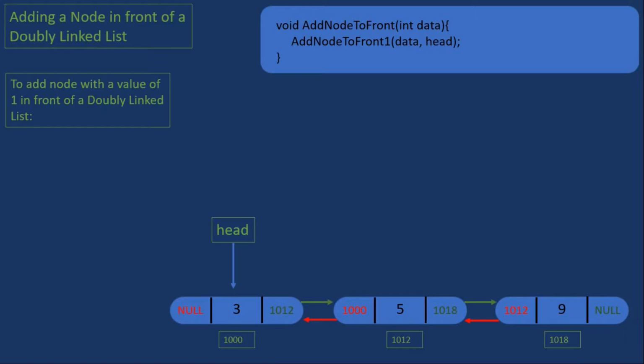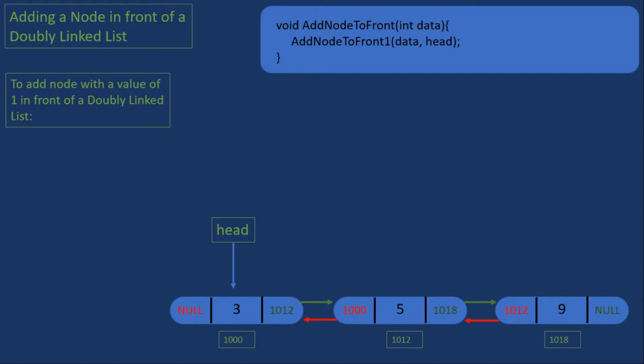We are not returning anything, and it takes in integer data, which is the data we want to store. And for this function, we only want to call another function, add front one, which is the function that will be focused on adding the node to the correct position. And this will take in the data we want to store and the head node pointer of the doubly linked list as arguments. We want to have the head node pointer that is pointing to the first node so we can access the nodes in the list.